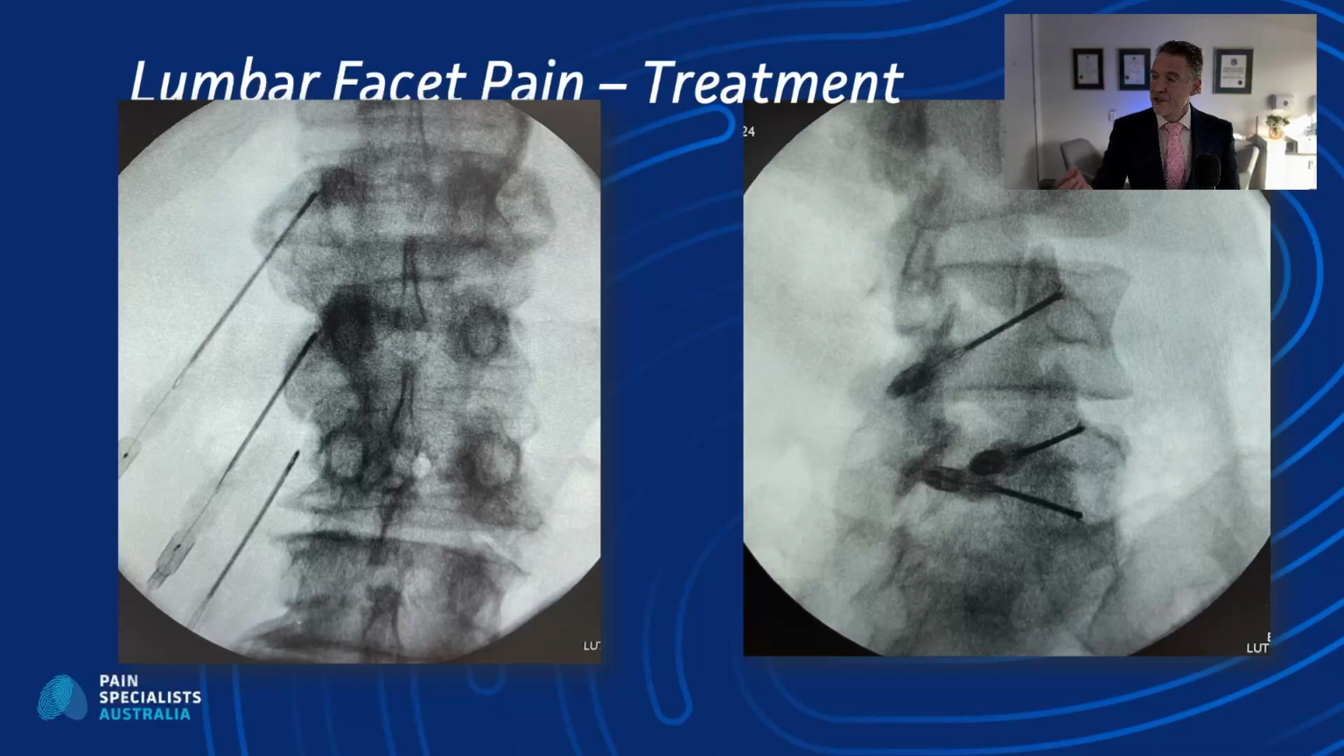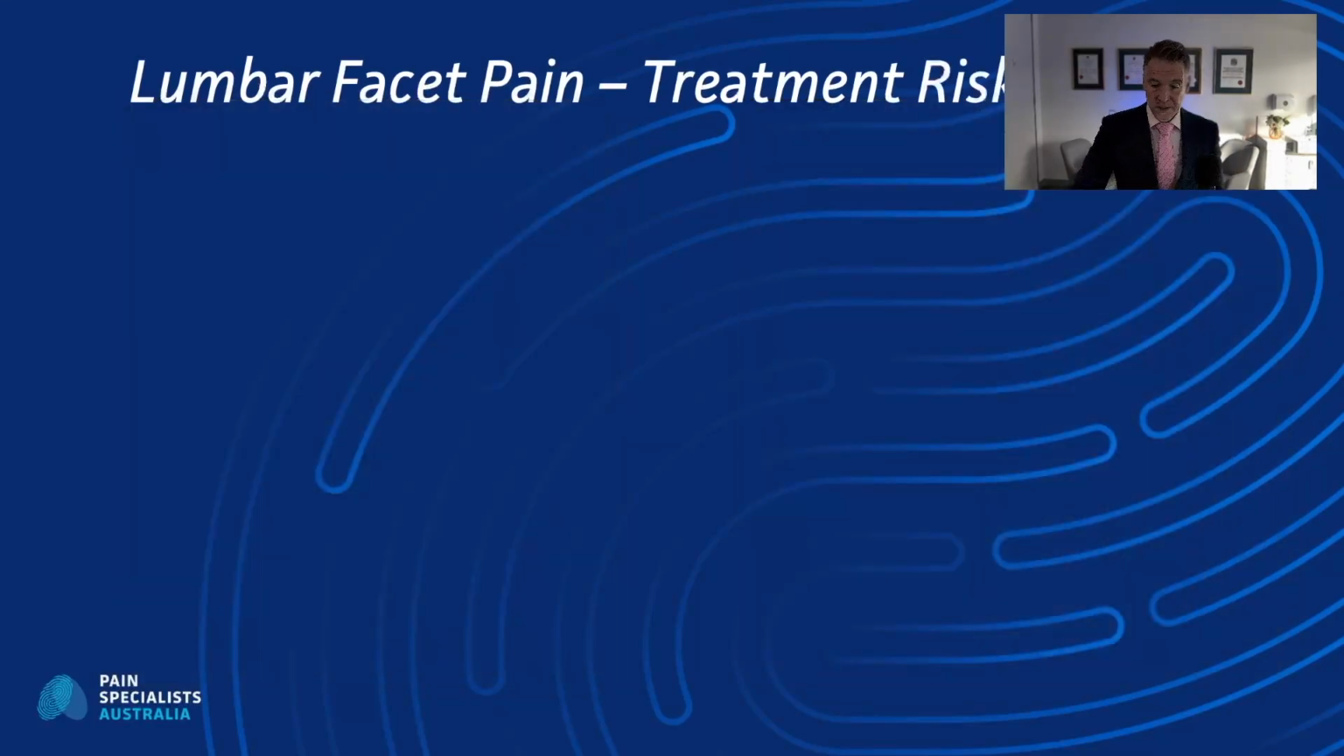Similarly on the right hand side, you've seen this diagram before, 3 tined, quite large needles focusing on 3 medial branches to anesthetize 2 facet joints and provide a radiofrequency neurotomy to those facet joints.